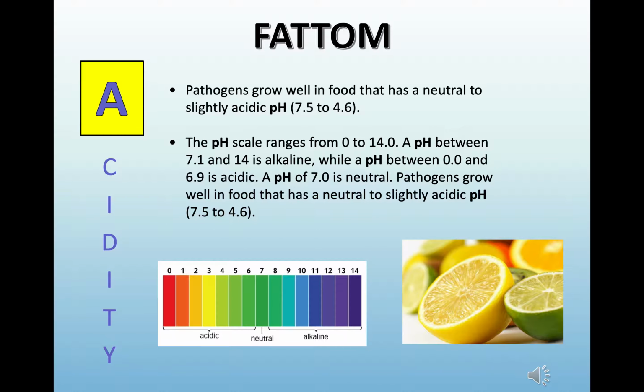The second condition that pathogens need for growth is acidity. The pH scale ranges from 0 to 14. A pH between 7.1 and 14 is alkaline, while a pH between 0 and 6.9 is acidic. A pH of 7 is neutral. Pathogens grow well in food that has a neutral to slightly acidic pH in a range of 7.5 to 4.6.